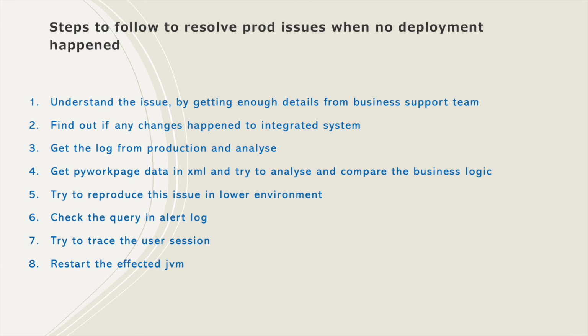You need to go into that meeting and ask whether any changes happened to the related system. Next, even if no one is saying what happened, or you don't have any communication channel where you can ask what happened to the other system, like whether anyone has made any changes or not, then the best way is to get the logs from production and analyze them.